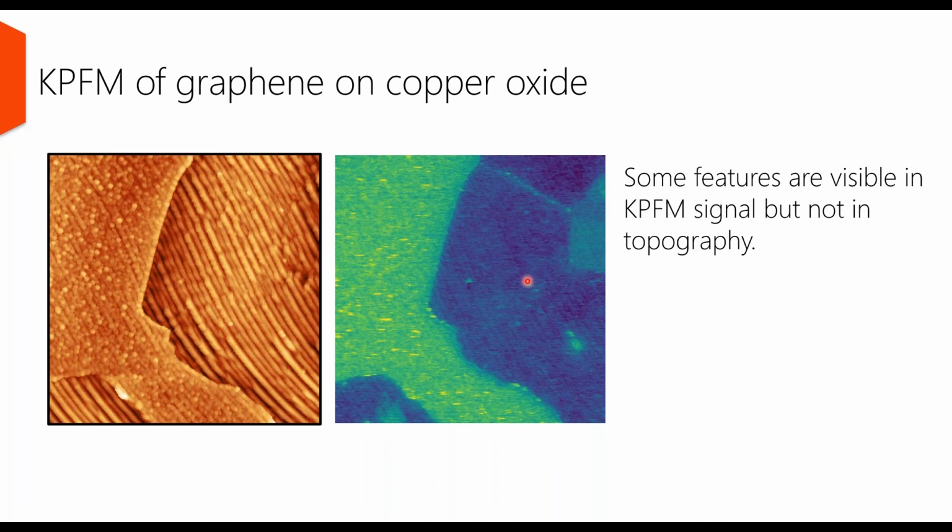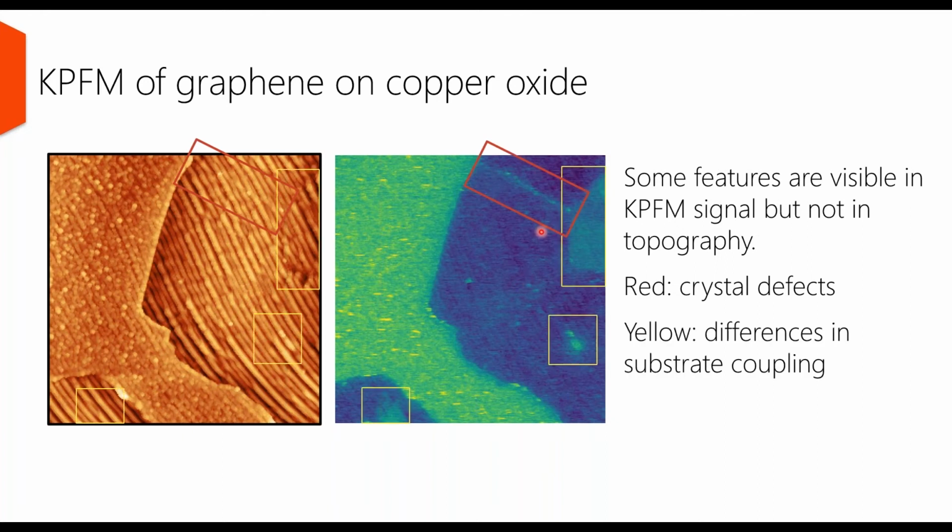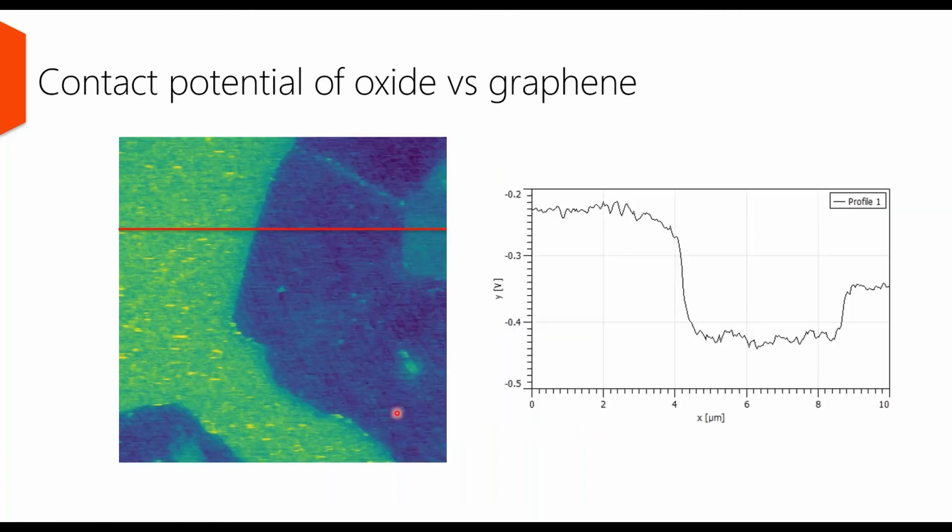This gives you an idea of the KPFM having a little bit higher sensitivity to look at differences in electrical mode. So the area here is crystal defects, and then we have differences here in the substrate coupling. Oh yeah, and here in this corner. So that is extra information you get that's not available in just the topography image. So it gives you more information about your sample. So we can also measure the contact potential across the copper oxide and the graphene, with just a line cut right across, and we can see quantitatively what the difference in contact potential is.